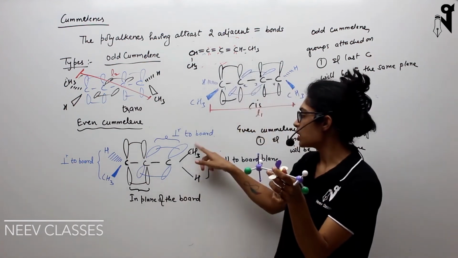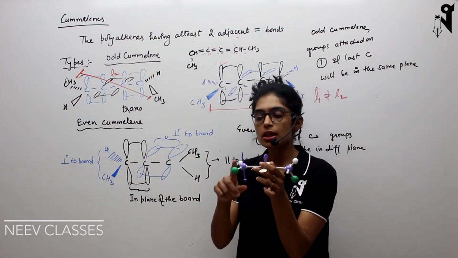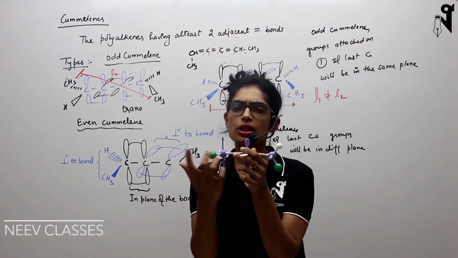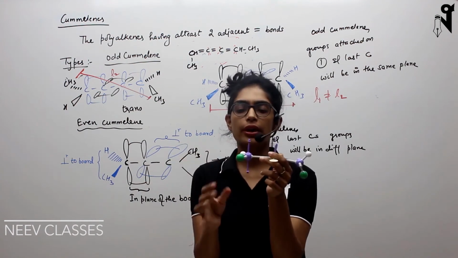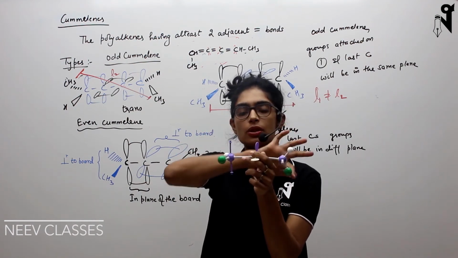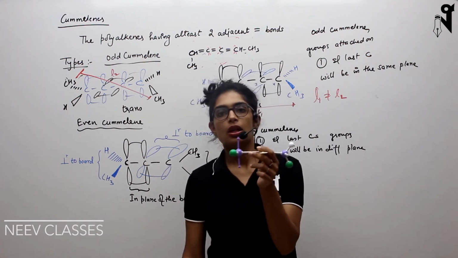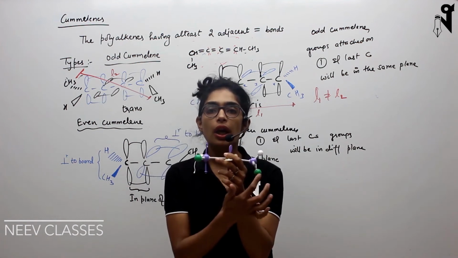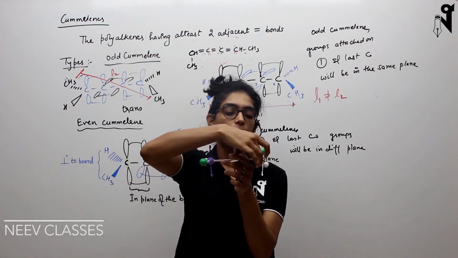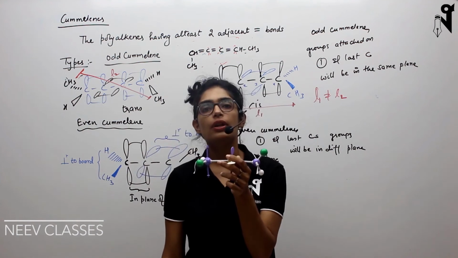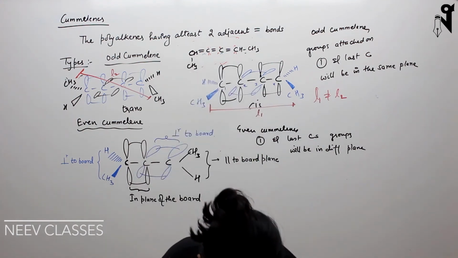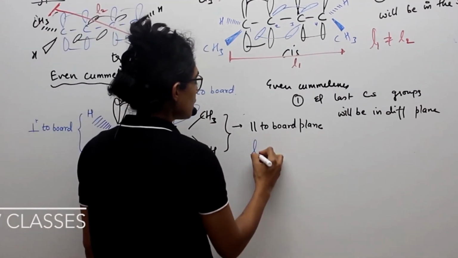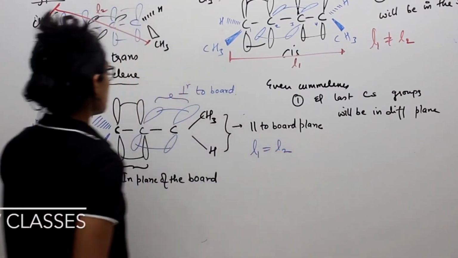So no matter how we change the position of CH3, the distance with respect to the other CH3 is not changing. We are not changing the plane. We are changing where it is facing. Earlier it was facing up and now it is facing down, but changing the face of the CH3 does not change the distance between one CH3 and another. This is L1, and if I rotate it, this becomes L2, and L1 and L2 are exactly the same. So in case of even cumulenes, what we have seen is L1 is equal to L2.